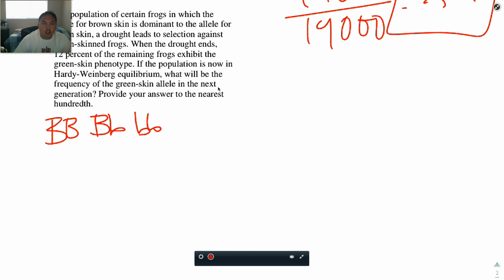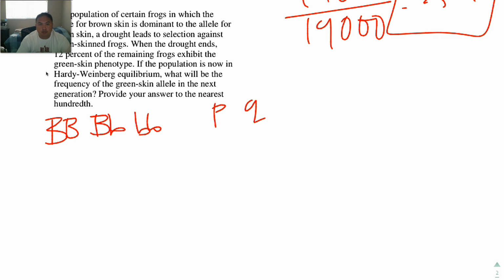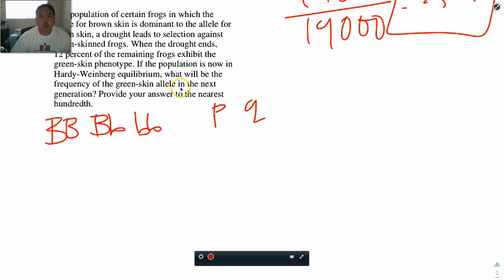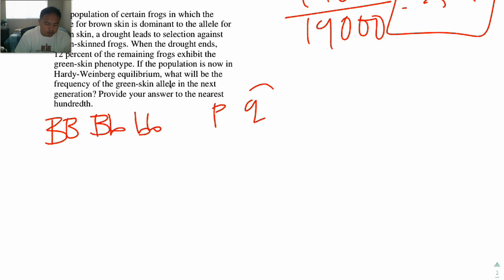So remember, the key word here is Hardy-Weinberg. You know you're going to be dealing with P's and Q's. Now, it tells you that 12% have the green skin phenotype. And the question is, what is the frequency of the green skin allele in the next generation? So 12% of the frogs are green, but what is the frequency of the allele? Or, since green is recessive, they're basically asking, what the heck is Q?